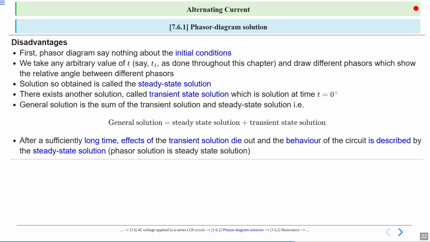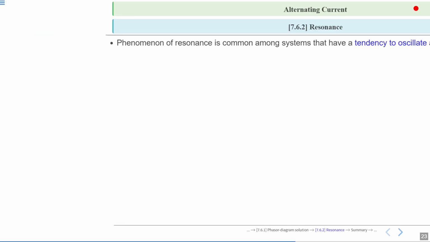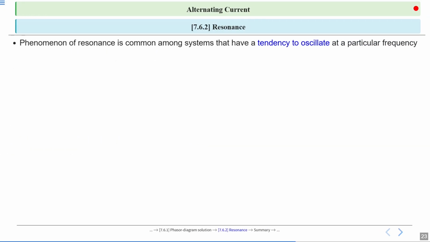So the phasor solution is only the steady state solution. We are assuming the current is steady in the circuit from time t equal to 0. Okay, so what is the phenomenon of resonance?